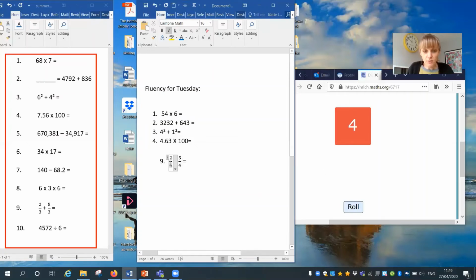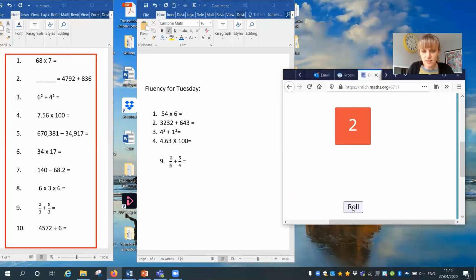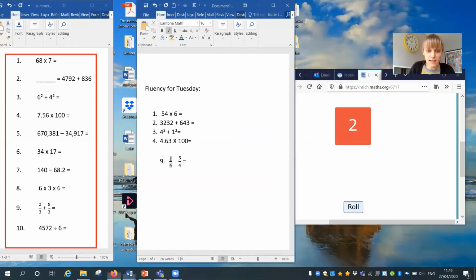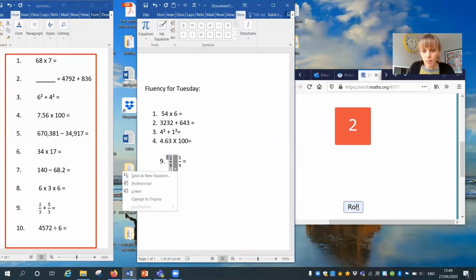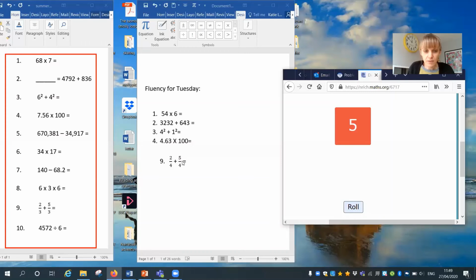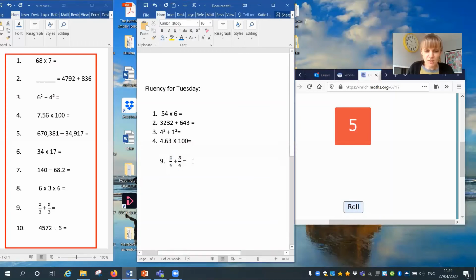And then we go back to our first fraction and we roll the dice. We get 2, it's already written in there, so that's 2 quarters. And we roll the dice again, and we add it to 5/4, which is already written in there, and then you can work it out. All right. Okay, I'm going to go back now to my big screen. There we go. So hopefully that all makes sense.